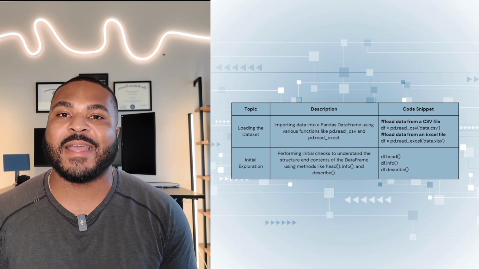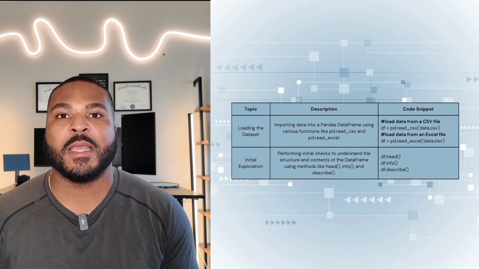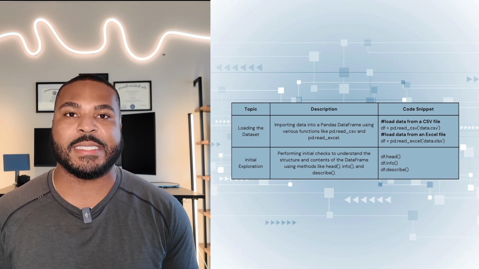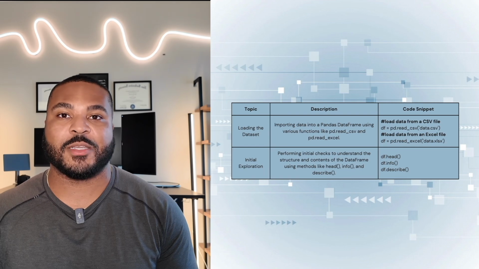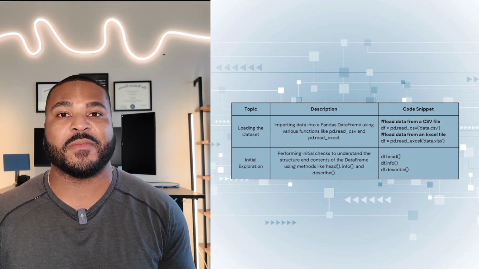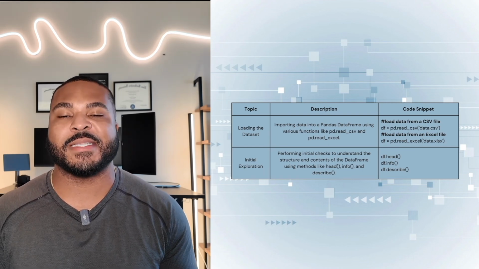The info method provides a concise summary of the data frame, including the number of non-null entries, data types, and memory usage. This method helps you understand the structure of the data frame, the data types of each column, and the presence of any missing values.